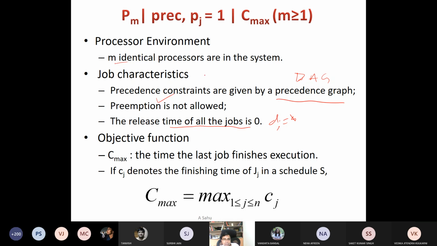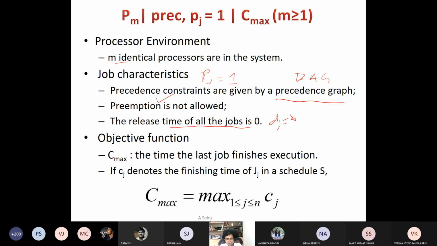And the most important thing is p_j equals 1: the execution time of all the jobs is unit execution time. So this is the thing. And what are we optimizing? Cmax. Optimizing in this case means we are minimizing the Cmax.